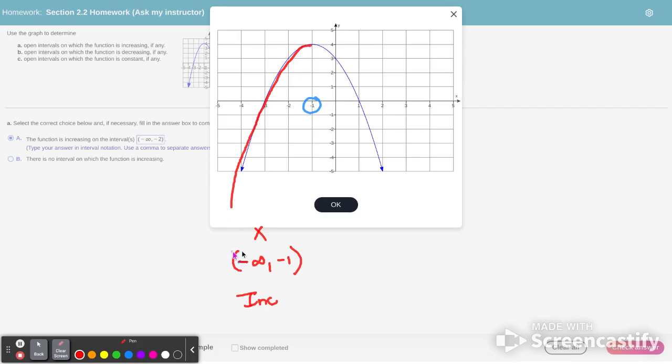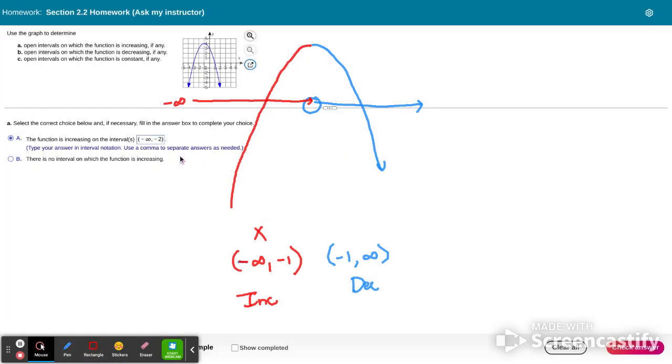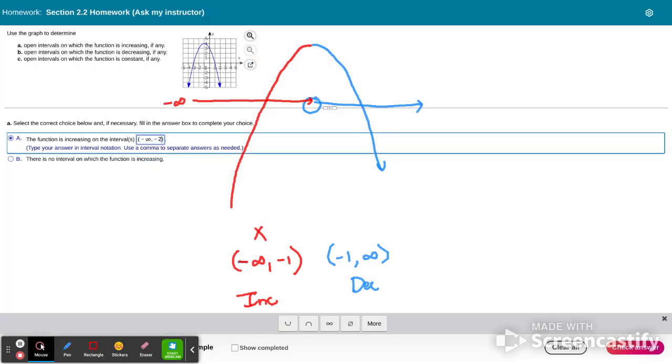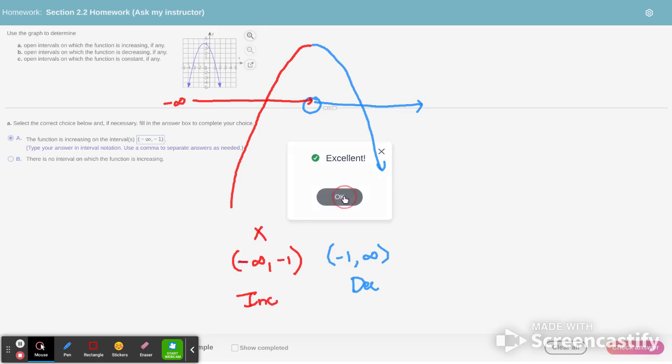However, we describe it in terms of x. So we're saying from negative infinity to -1, that's our interval where my graph is going up. And then at -1, my graph starts going down, and we describe that in terms of x's. So my interval would be -1 to positive infinity, and that would be my decreasing interval. So let's try that and see if I did better this time. I don't even know why I saw -2, so we'll change that to a -1. Come down and test it, and that should do it for us. Yeah, that was my error.